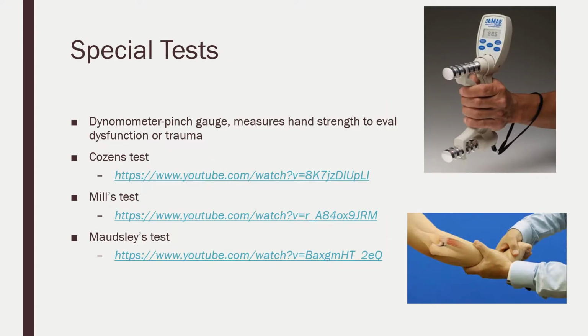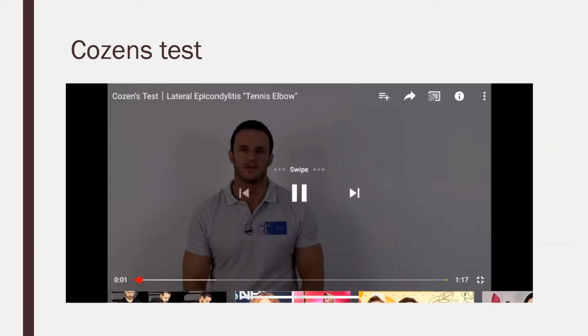Special tests include the dynamometer, which is a pinch gauge. It measures hand strength to evaluate dysfunction or trauma, the Cozens test, the Mills test, and the Maudsley's test. Video on the Cozens test for lateral epicondylitis, better known as tennis elbow.